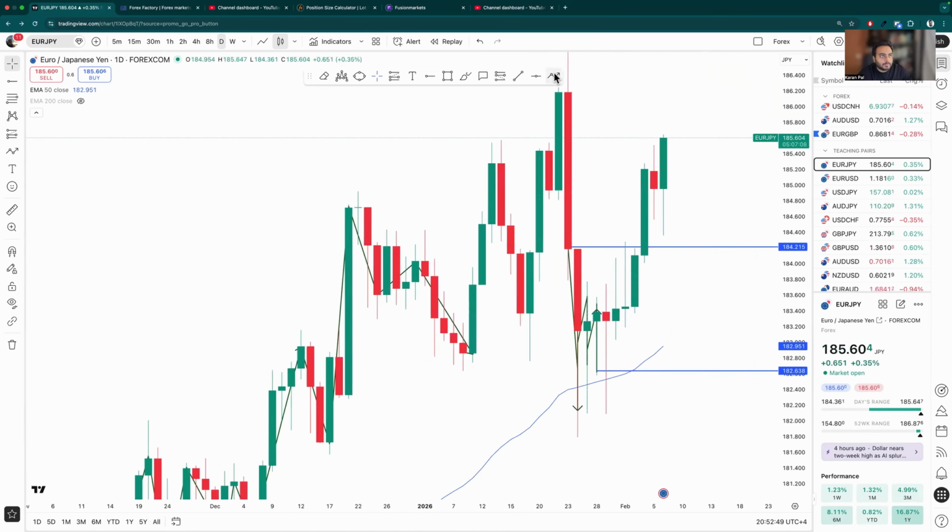Now at this point, the market has changed right here. This is the lower low because this structure is broken now. The candle has closed below. Is this clear?